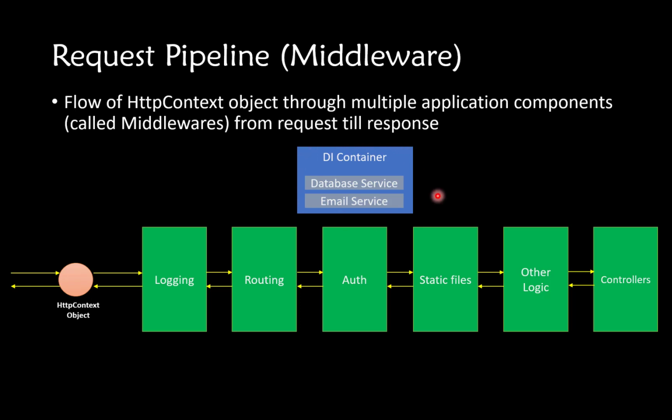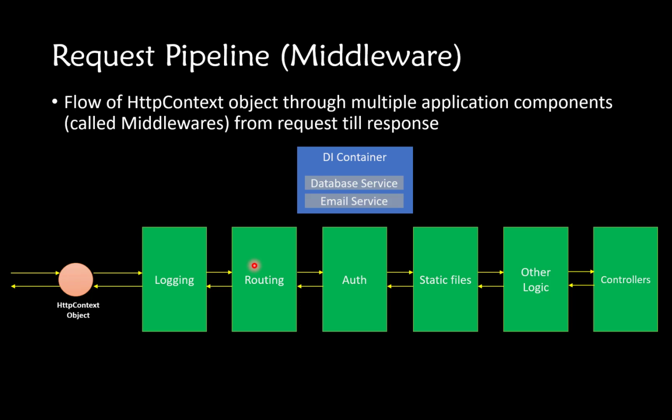Now we did not talk about how the request would be processed. So the request would be processed using a request pipeline, and each component in the request pipeline is basically a middleware. So think of middleware as a function which will take the HTTP context, do some processing on it, store the results in the HTTP context and send it to the next middleware. And the next middleware also does the same thing.